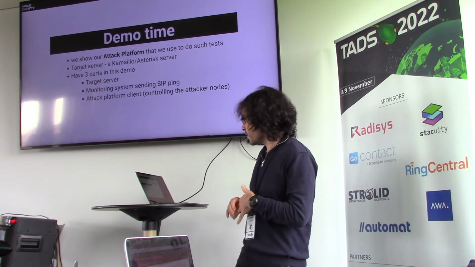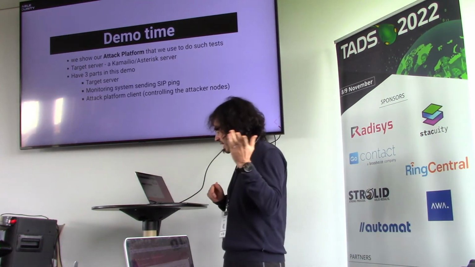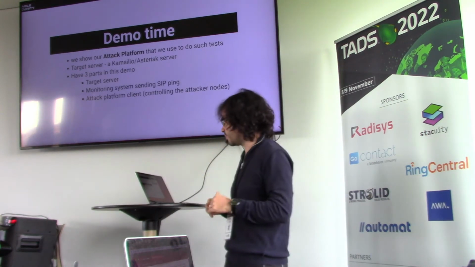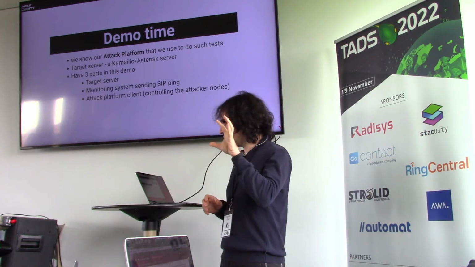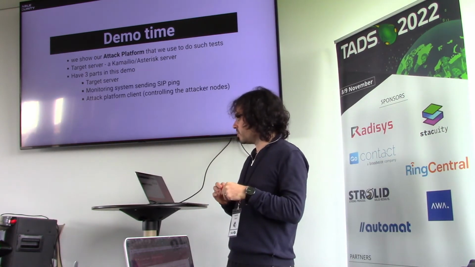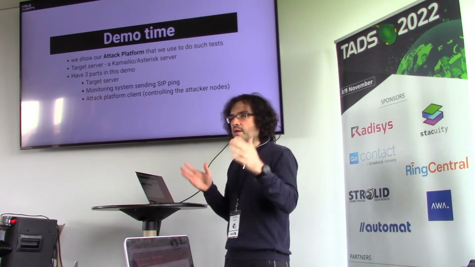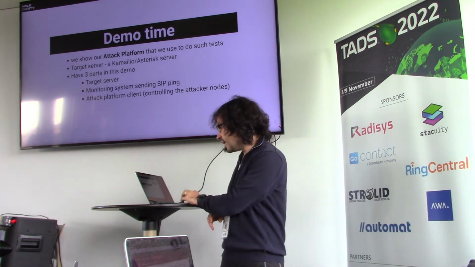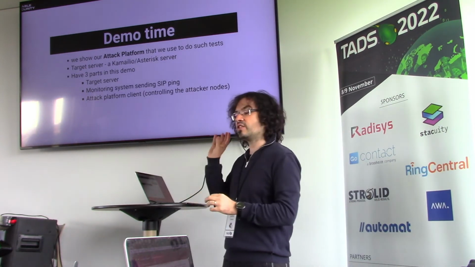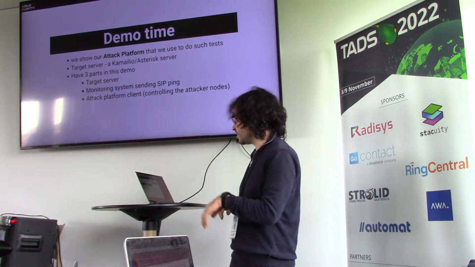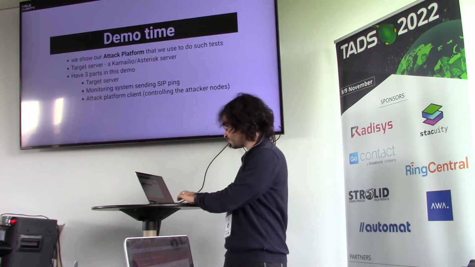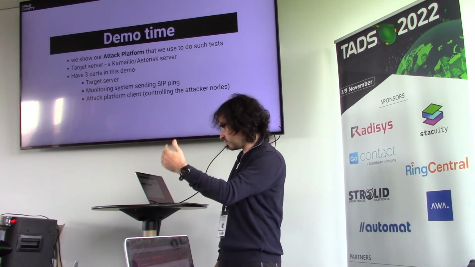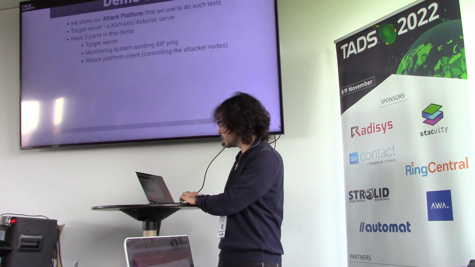We have a demo. So we're going to show our tech platform that we use for such tests, but this is similar to probably what you can come up with. We have 3 parts in this demo. So there's the target server, it's a Kamailio and Asterisk system, it's our demo server. And then there's the monitoring system where we launch the SIP ping, and there's the attack platform client, which controls the attacker nodes. It's just a controller, not the actual nodes.